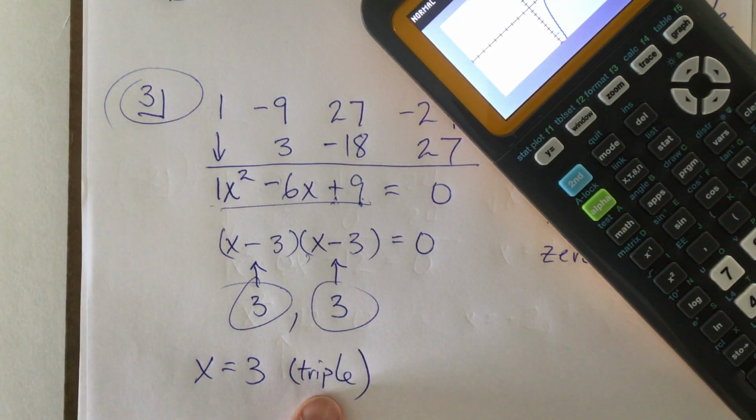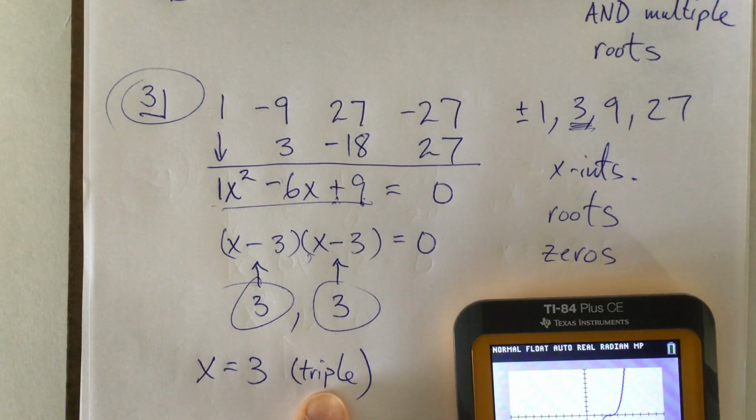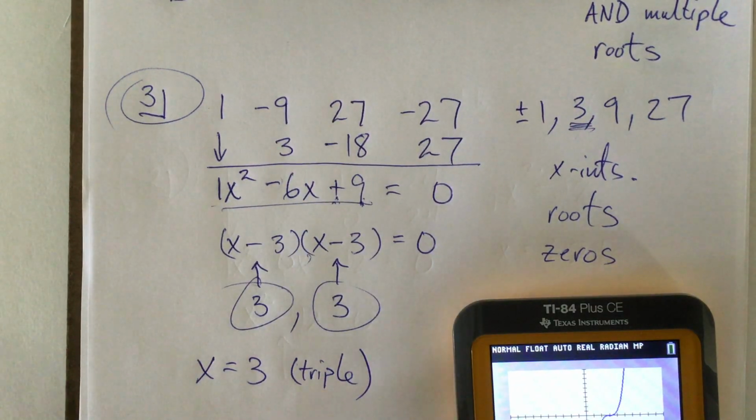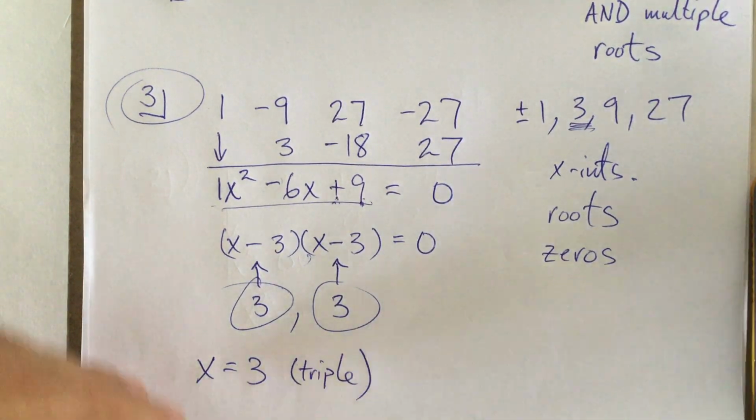Now, technically, these are called triple roots. That's why I call them triples when I teach people how to graph them. It's called a triple root, or a fancy way to say it, so you sound real smart, is a root of multiplicity 3. I don't care if you want to sound smart, you can do that. I don't ever say root of multiplicity 3, really.